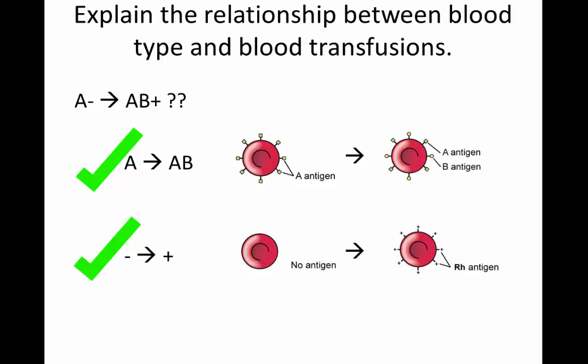Because the A can be donated to AB and the negative blood can be given to a positive person, overall we can say this transfusion is acceptable. An A negative person can donate blood to an AB positive person. This makes it much simpler than trying to memorize, can an A negative give to an AB positive, or can an AB negative give to an O positive person, and trying to memorize all the potential configurations that could happen. Break it down and it becomes a lot easier.